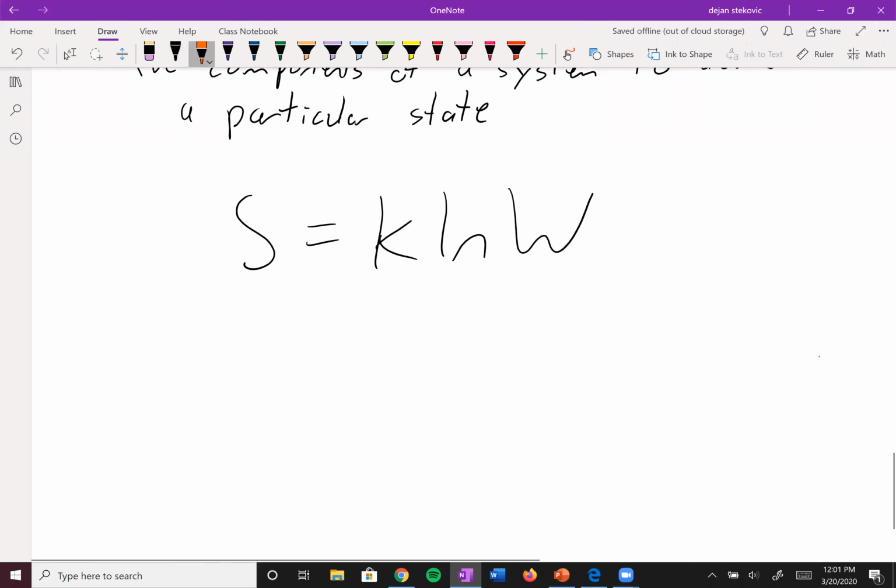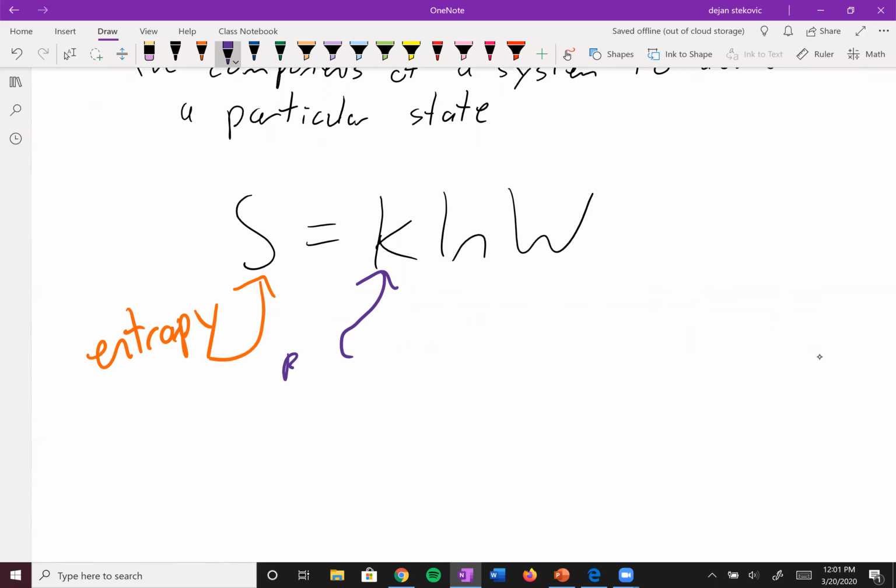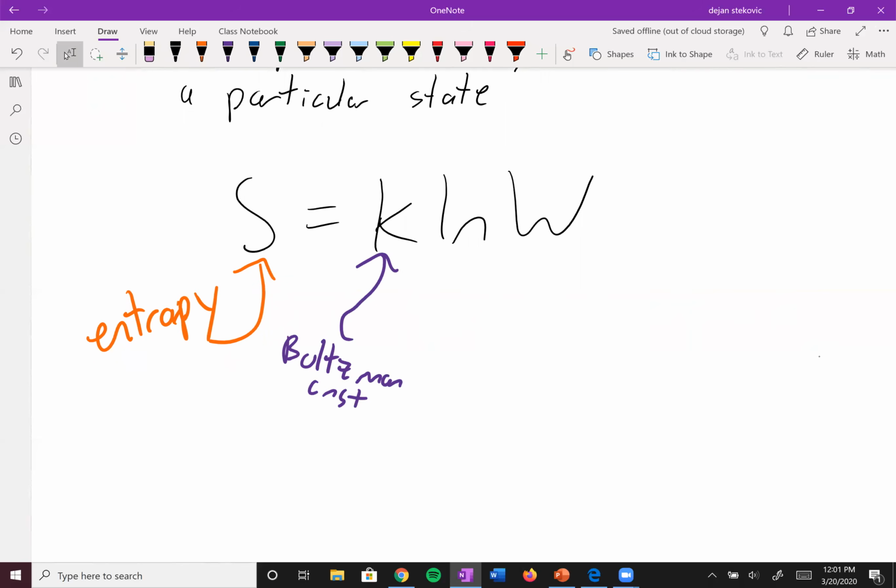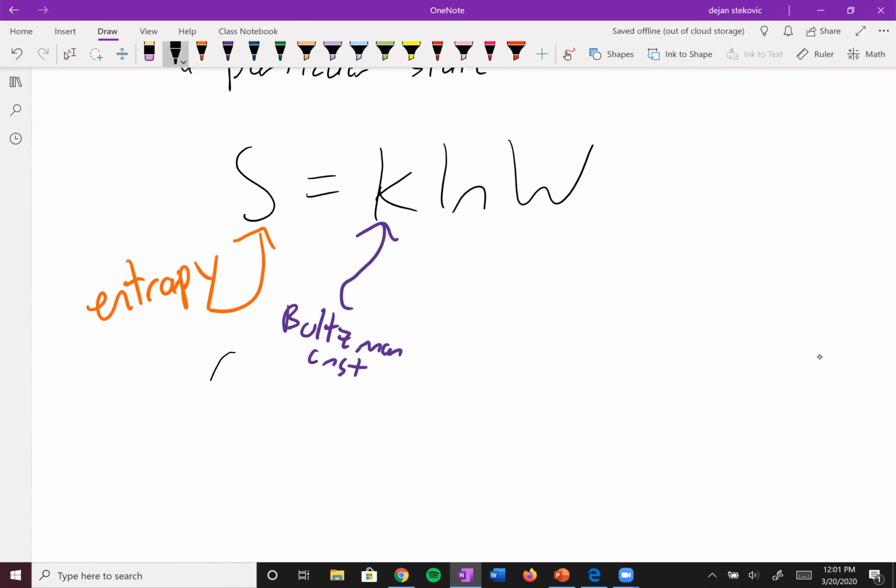So let's go through this piece by piece. We just said S was entropy. This k is a constant, and it's the Boltzmann constant. So it has nothing to do with the K from kinetics or equilibrium. This is a separate k. There's a lot of Ks, get over it. It's its own thing, its own separate k.